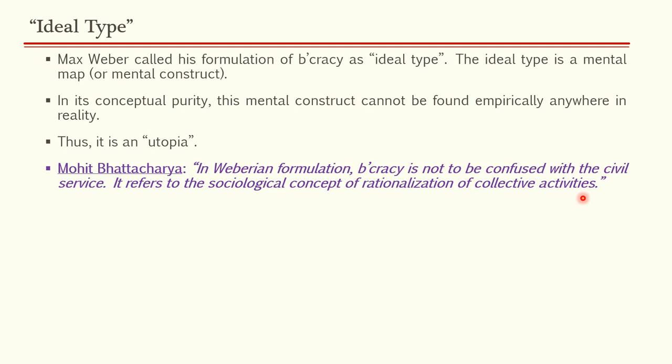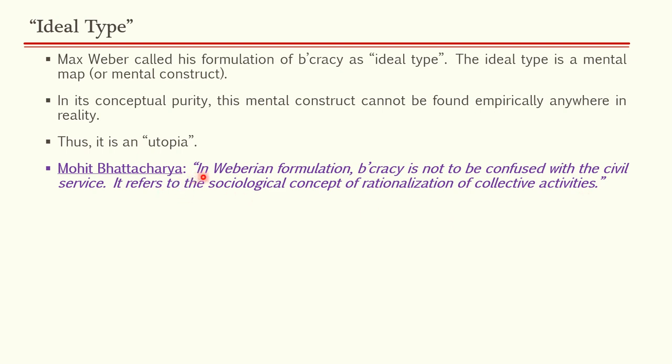However, it does not exist anywhere in reality. You cannot say that ideal type of bureaucracy exists in Germany or in USA or in Britain. It does not exist. It is just a mental map, a mental construct. It does not empirically exist anywhere. It is a utopia, and we should all strive towards achieving it. That is why he called it an ideal type. He did not call it an ideal bureaucracy. He called it an ideal type bureaucracy. I hope you understand now.